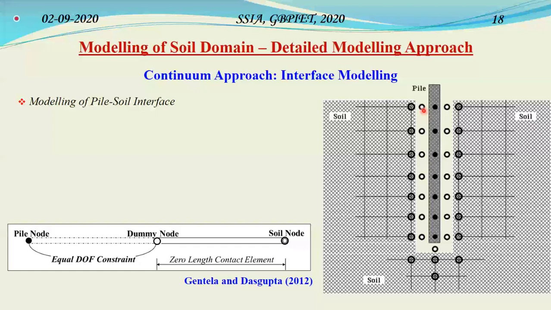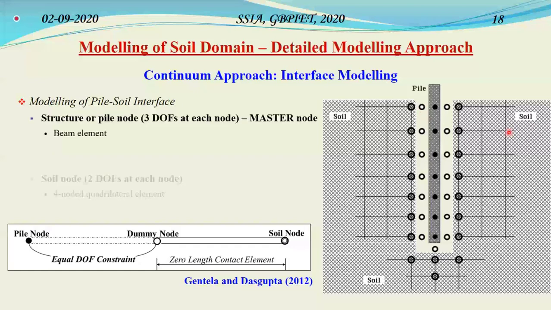However, there is a bit of problem here. The structure or the pile nodes, which are called the master nodes in this case, are made up of 3 degrees of freedom, whereas the soil nodes are made up of 2 degrees of freedom. Now this 3 degree of freedom and the 2 degree of freedom system cannot directly interact with each other. There will be an incompatibility in the response, and that's why a dummy node is introduced. So these dummy nodes are given as these hollow circles.